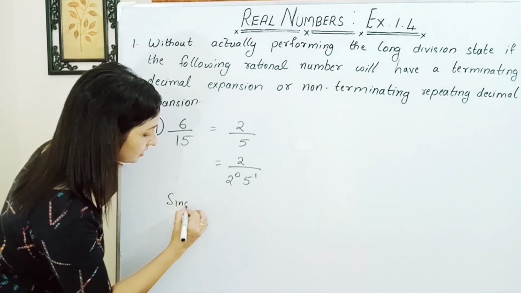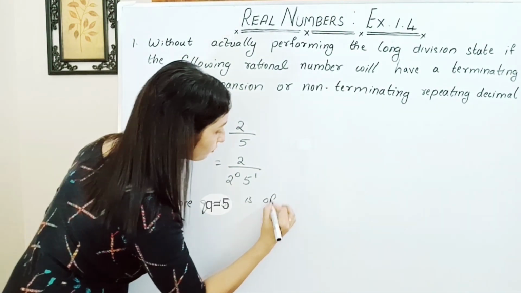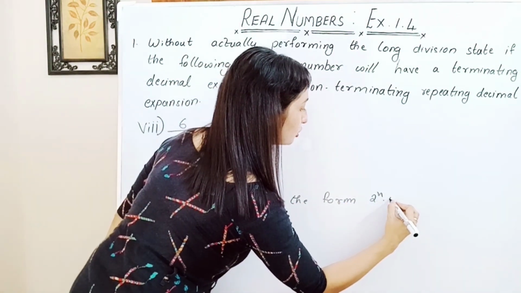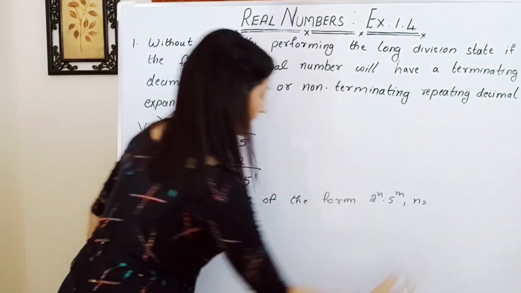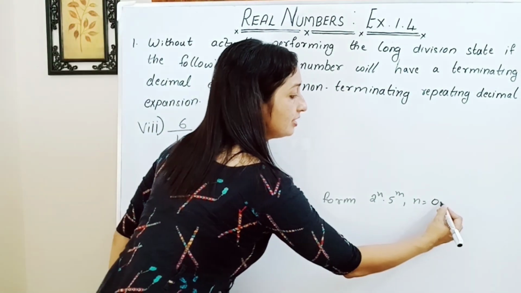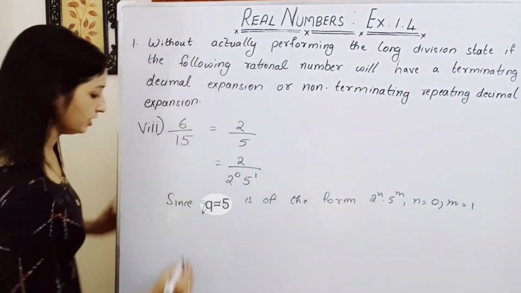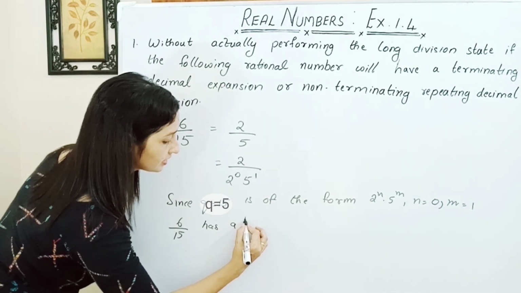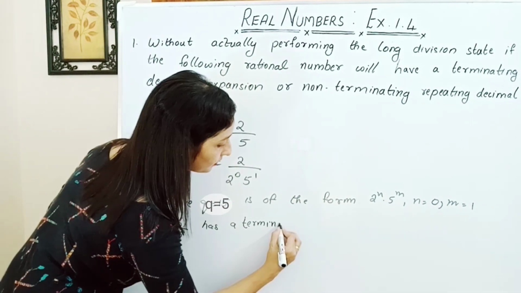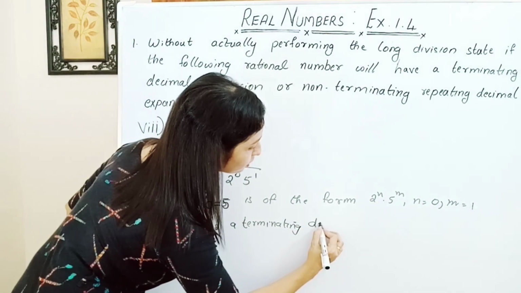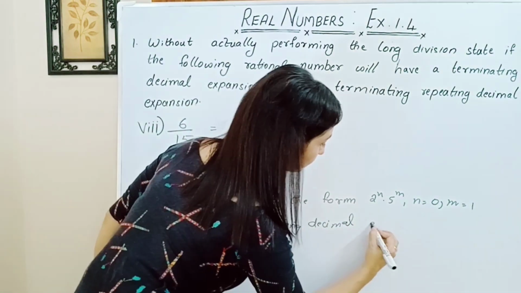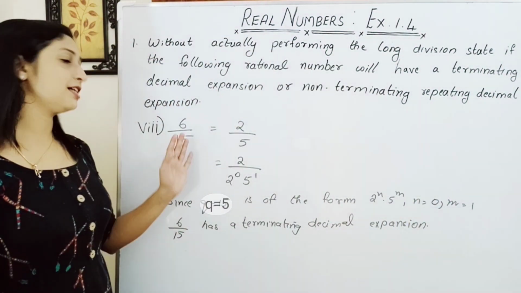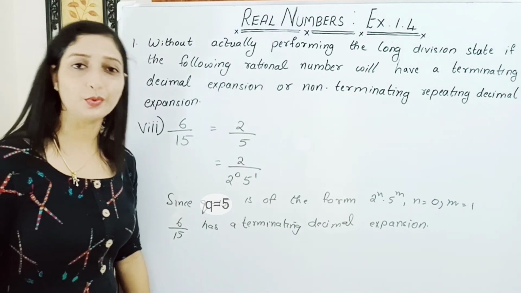So here, since q is of the form 2 raised to n into 5 raised to m, where n is equal to 0 and m is equal to 1, 6 by 15 has a terminating decimal expansion. So this is our answer for our 8th question. Let's move on to our next question, question number 9.